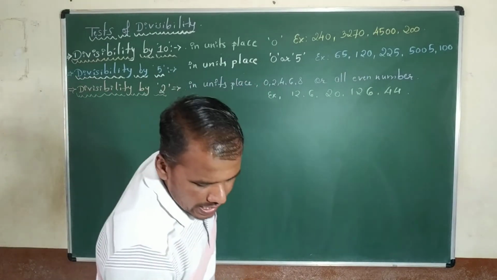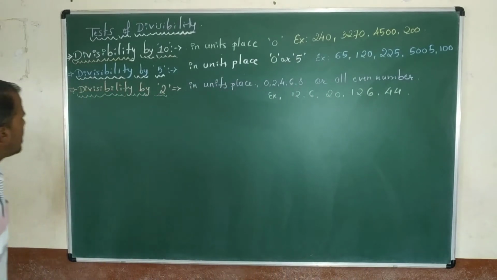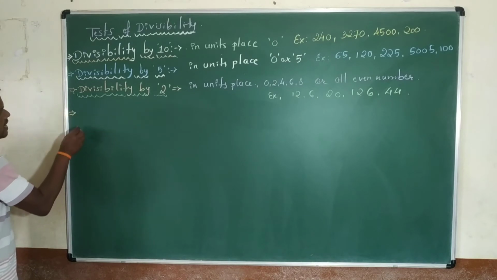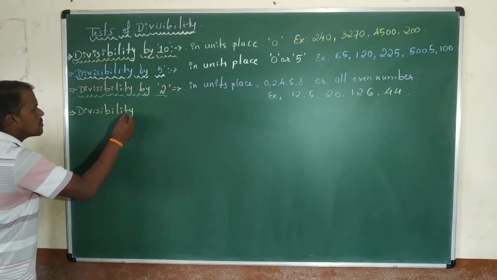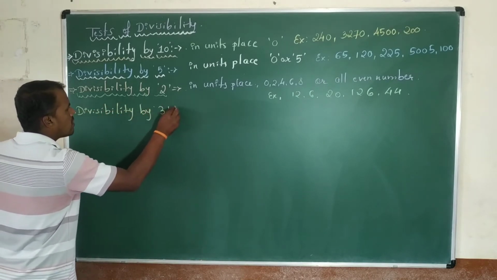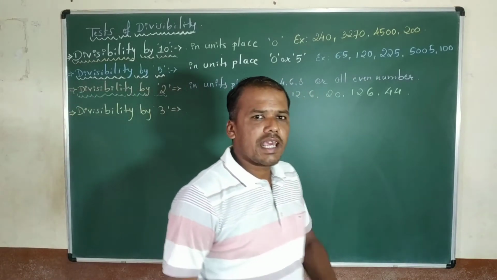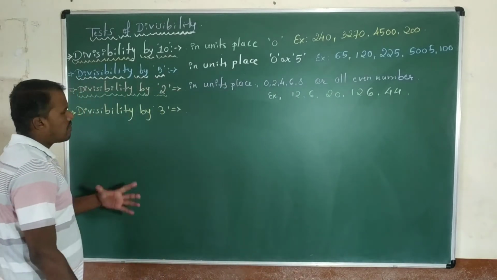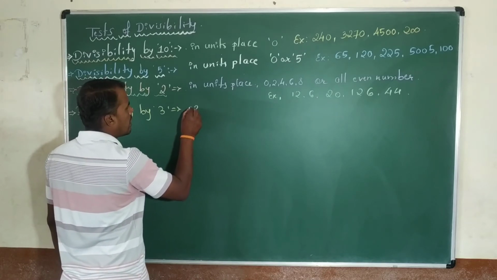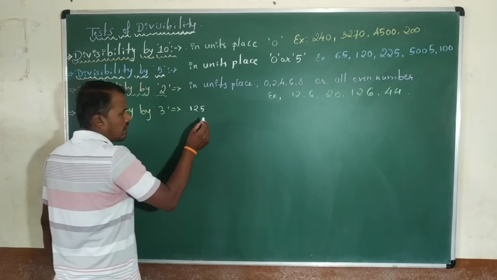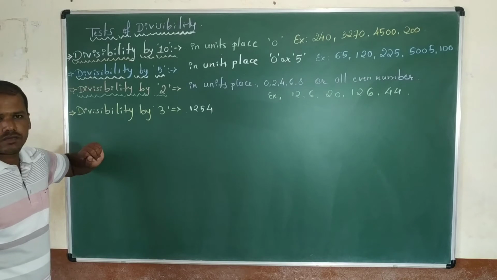Now we go through the next concept, divisibility by 3 and divisibility by 9. First we have to study divisibility by 3. How to study divisibility by 3? Observe it. Take any number. For example, we take 1254. We check whether the given number is divisible by 3 or not.